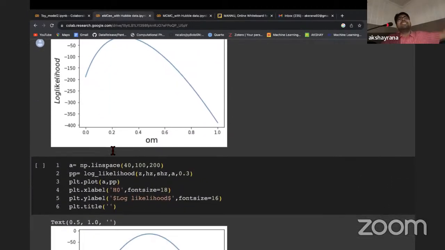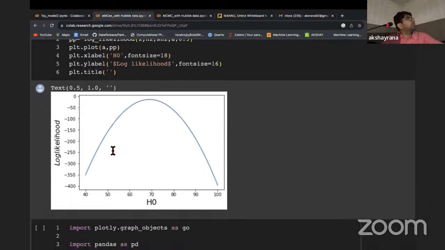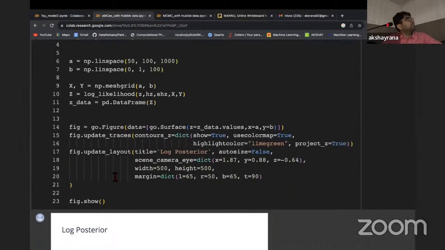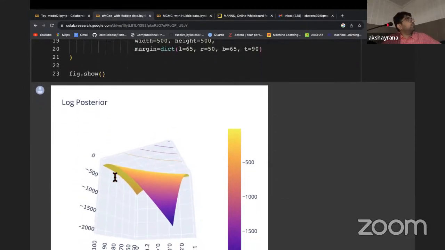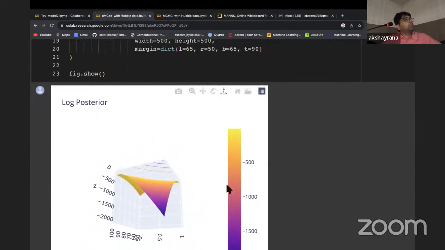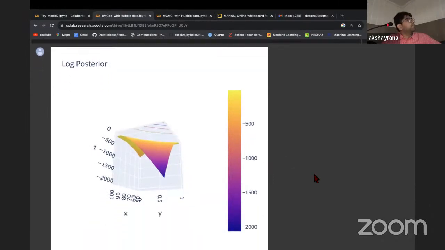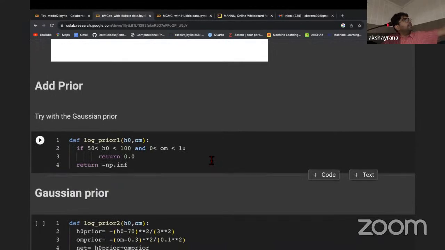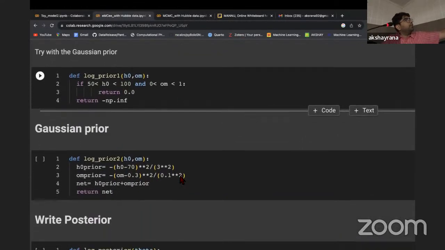I'm just plotting it. It's the simple plotting of my histogram with respect to one parameter. Then for 2D plotting, you can use Plotly. I am using it for plotting, as I have told you. So this is the kind of 2D histogram you can do. Then add prior, same prior, either prior 1 or prior 2 depending on your choice.